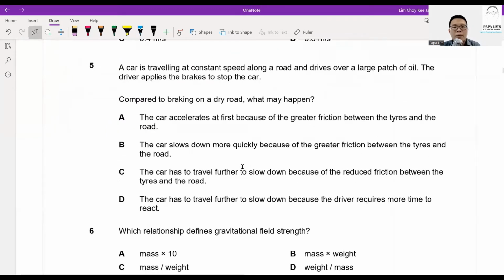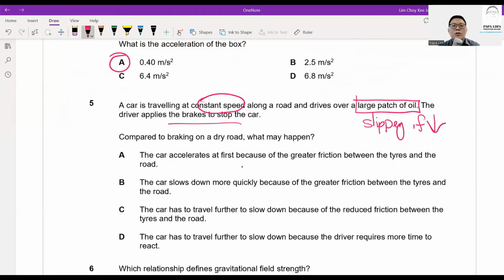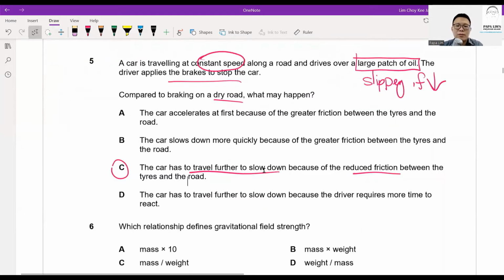For paper 5, question 5, if the car is traveling at constant speed over a large patch of oil, and I apply the brake to stop the car, a large patch of oil means the road is slippery. Which means your friction will be reduced compared to a dry road. Because it's slippery, your brakes will be weaker, the friction will be smaller. As a result, your friction force will be reduced, and because of that, your car will travel a longer distance before it slows down. So I would say for this question, students, you have to read carefully because it's quite a lengthy story. So please read carefully.